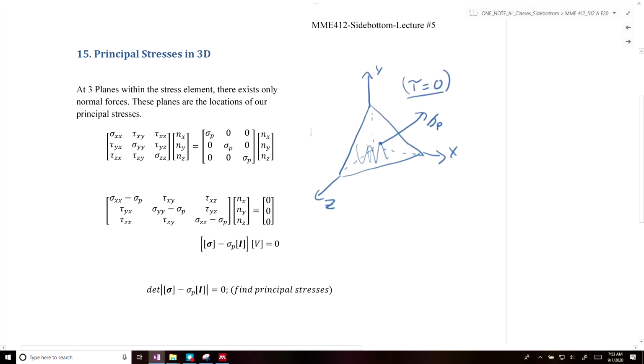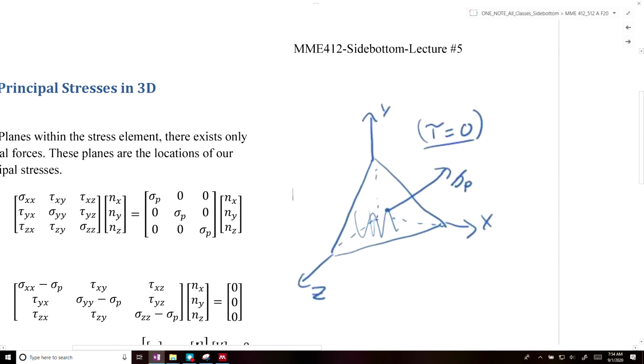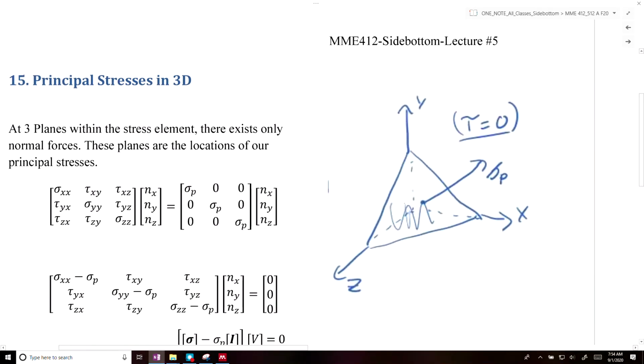So in this video, we're going to talk about how you can determine the principal stresses in 3 dimensions for a given state of stress. So if we have a stress element and we cut the stress element at a certain plane, which would be one of the principal planes, on this plane, the shear stress is going to be equal to 0.